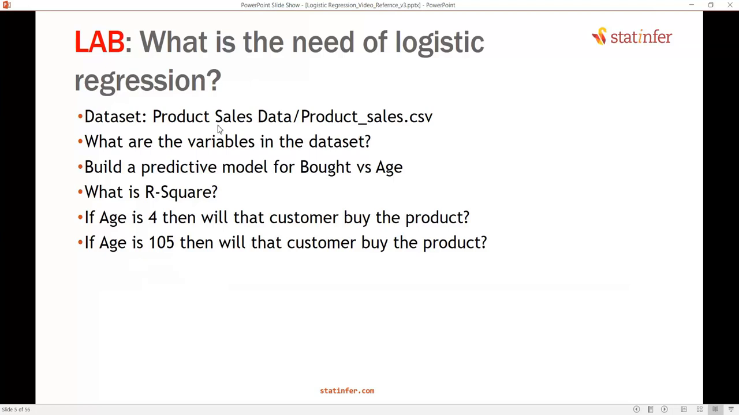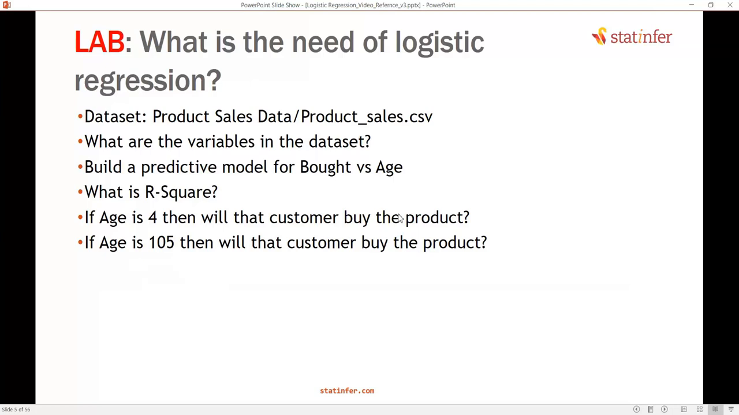There is a simple data set, product sales data. In this data set there are two variables, bought versus age. Some people bought a product, some people didn't buy a product. So bought takes two values, yes or no, and we also have the age of those customers. Depending on age, customers are buying or not buying. We need to predict whether a customer will buy or not buy depending on age. So we need to build a regression line between buying and age.